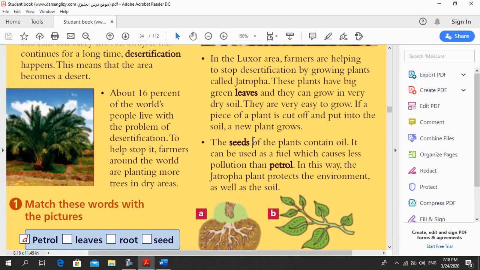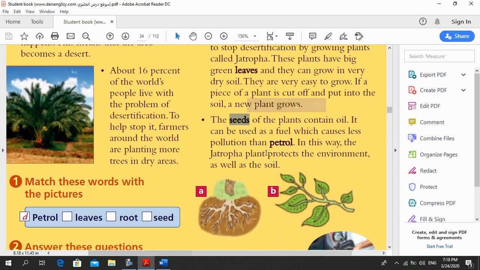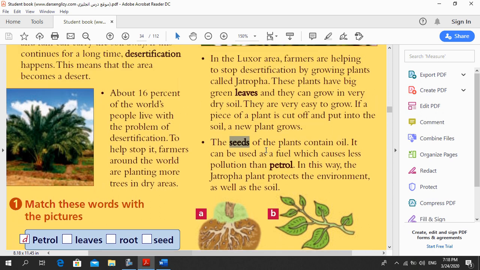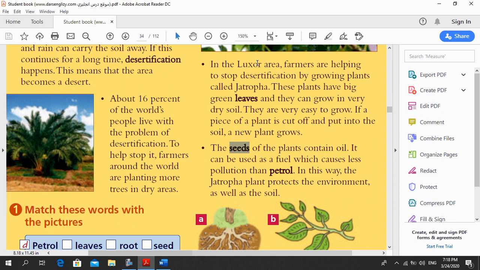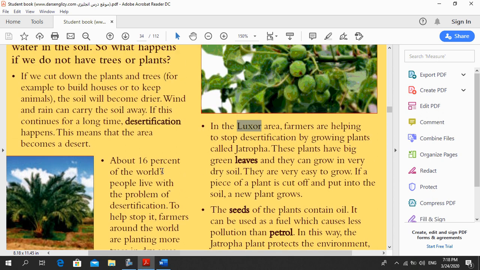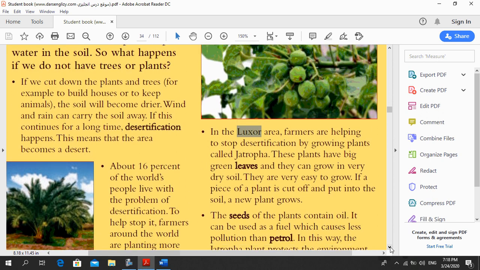The seeds of the plants contain oil. It can be used as a fuel, which causes less pollution than petrol. Petrol is the gas that we use for our cars. So this is a plant called jatropha. Its seeds contain oil, which can be used as a fuel, which is very interesting. It's extremely interesting. Where is this plant? It's in Luxor area. So this is very helpful if you want to write about plants or about desertification. So study these reading texts.